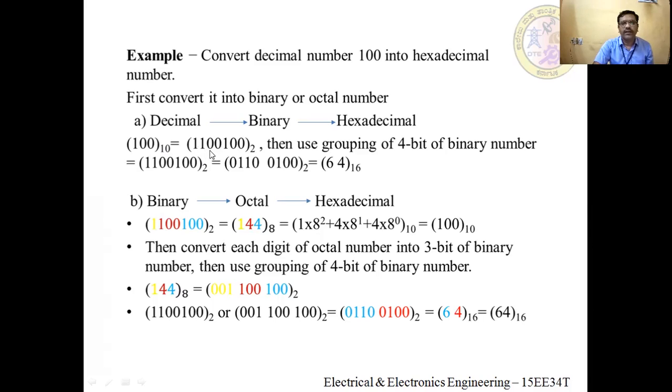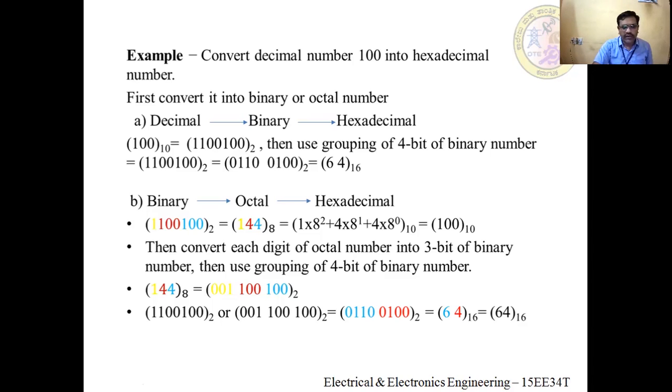So how to convert this binary to hexadecimal? Already we have seen the conversion from 4-bit binary to hexa. If you see here, start with the LSB bit. You have to start with the LSB bit and move towards the left side.